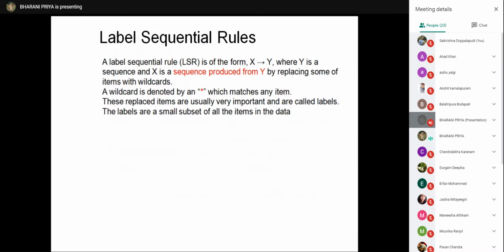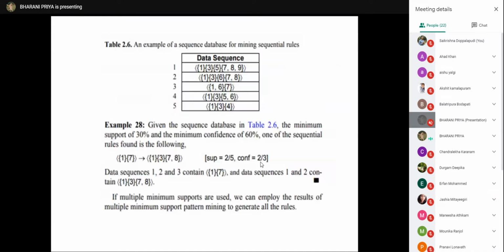Label sequence rule is very easy. It is a rule of the form X associates Y, where Y is a sequence and X is a subsequence, and X is a sequence produced from Y by replacing some of the items with a wildcard. I'll go with the previous example. What is a label sequence? It is a sequence where X is produced by replacing some of the items in Y with wildcard.